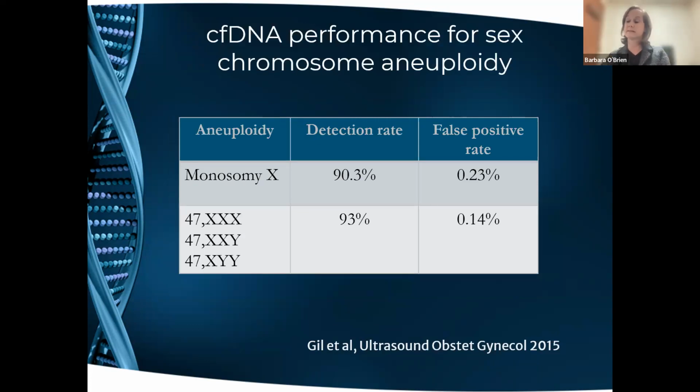All right, how do we do for sex chromosome aneuploidies? So we do well, but not as well as for Down syndrome, trisomy 18 and 13. For monosomy X, the detection rate is about 90% with a very good false positive rate. And for the other sex chromosome aneuploidies, so 47,XXX, 47,XXY, and 47,XYY, the detection rate is about 93%. Okay? So cell-free DNA performs less well for the sex chromosomes.